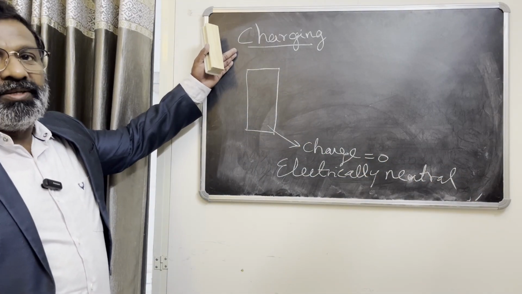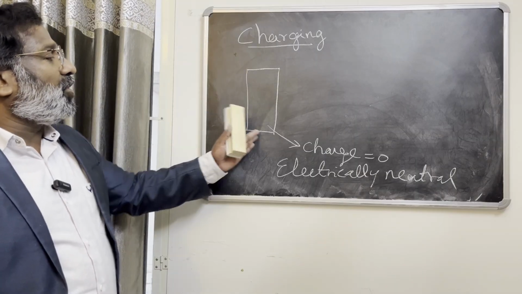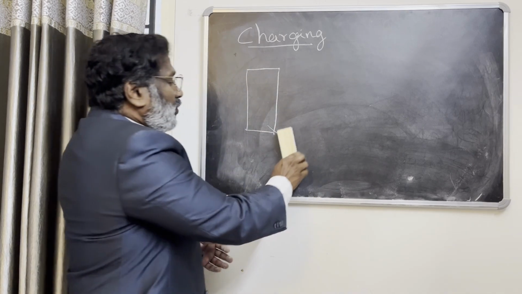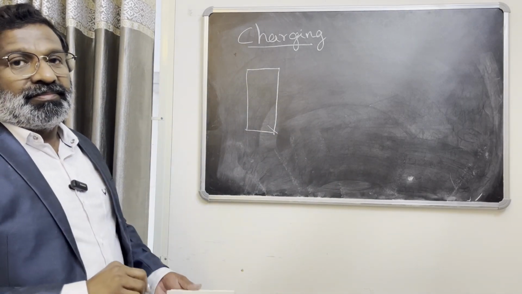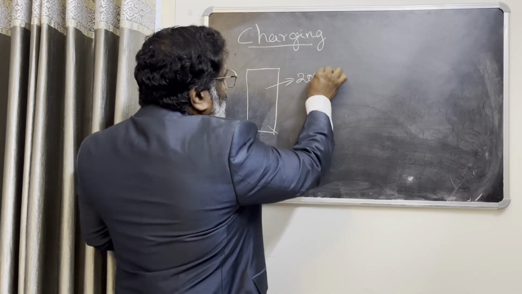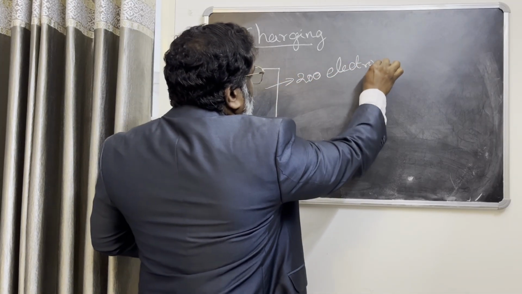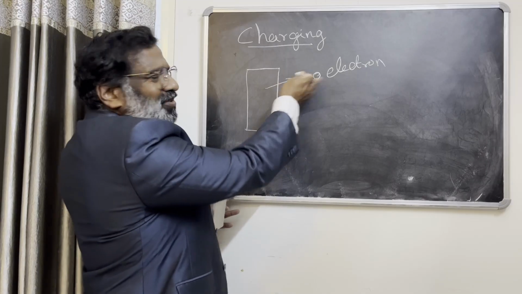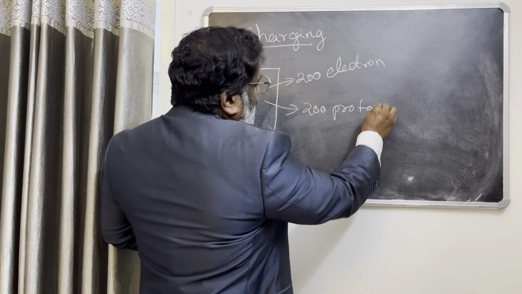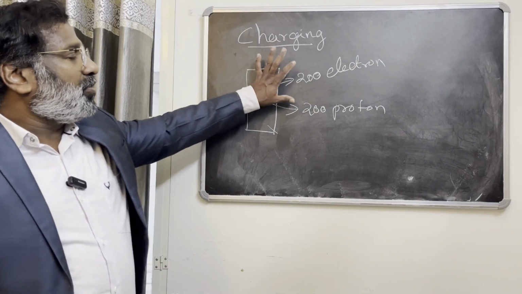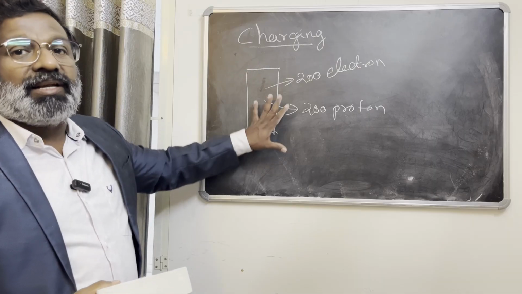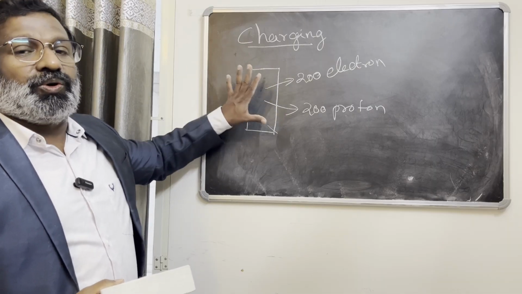Now, what is the question? How to charge this body? How to charge this metal plate? Why is this metal plate electrically neutral? Because inside the metal plate, say just for a number, we have 200 electrons and 200 protons. If there are 200 electrons, there are 200 protons. That is the reason this body is electrically neutral. Its net charge becomes 0.